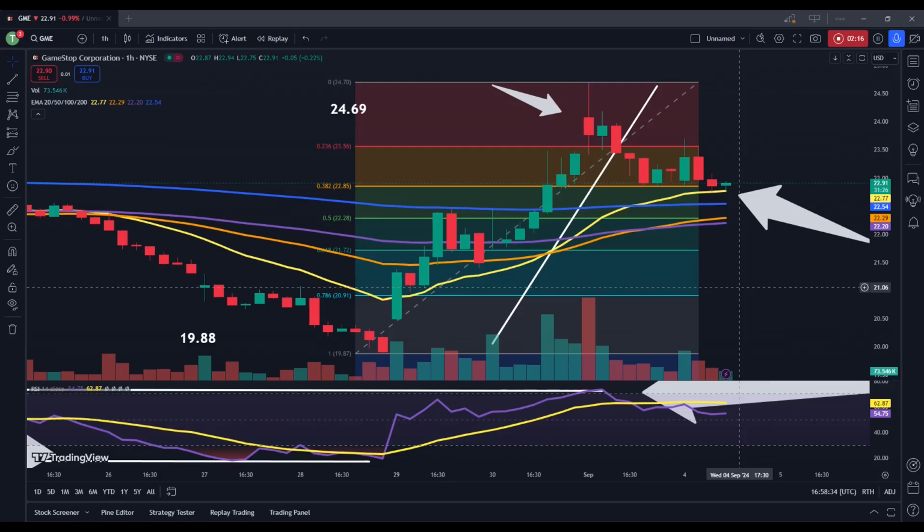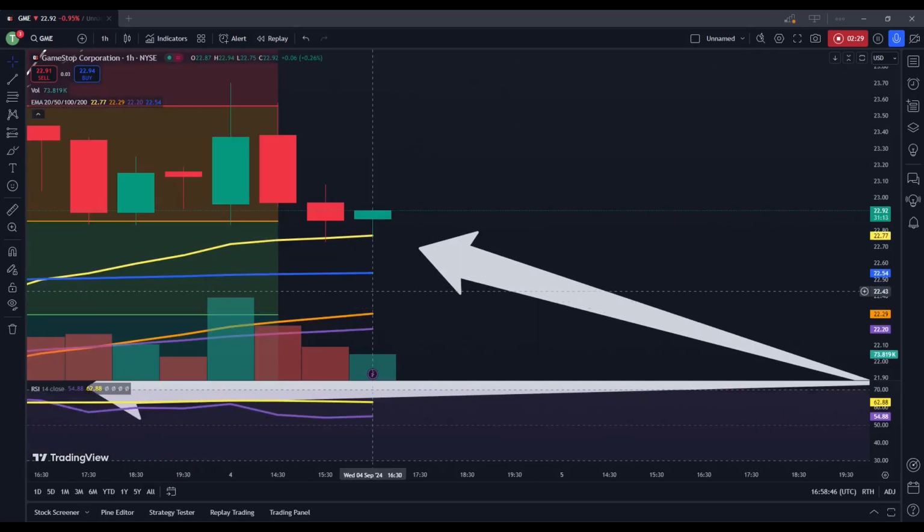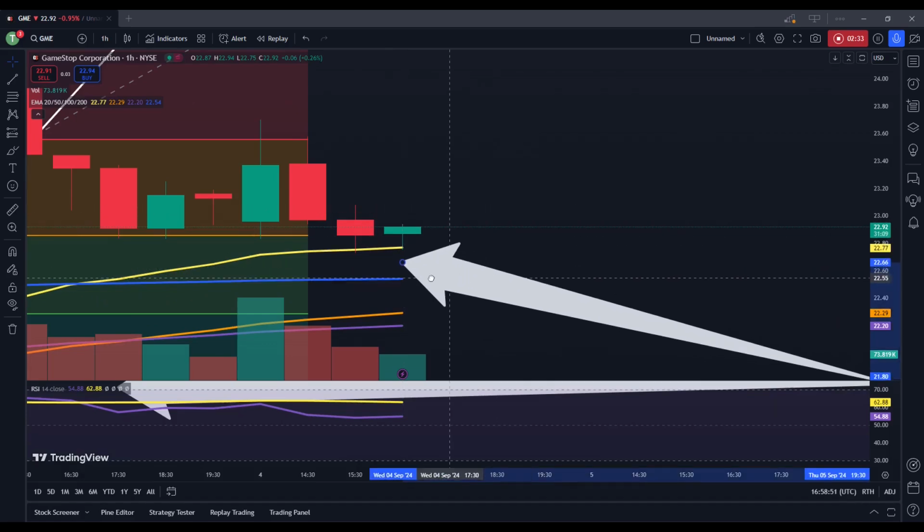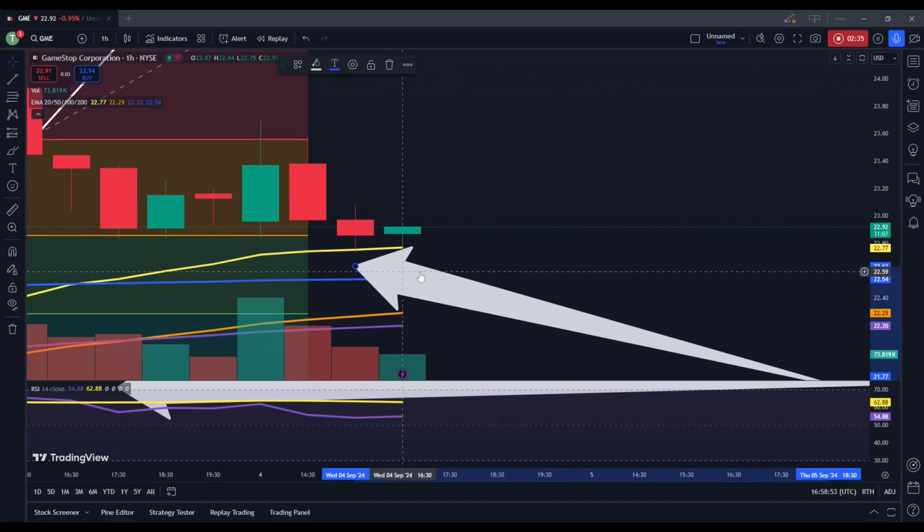You could try to make the argument that share prices are attempting to find some support here. It's a little bit of a suspicious argument given the fact that we just broke below the Fibonacci support zone. And share prices, as you can see here, are moving, on a spike basis, into the region that is below this yellow line.